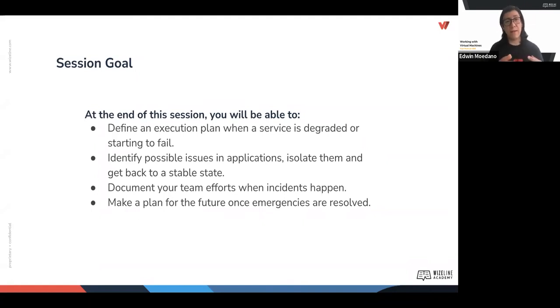We're going to define a document to write down your team's efforts when incidents happen, and make a plan for the future once the emergencies are resolved, so we can set a clear path for the next steps in the future.